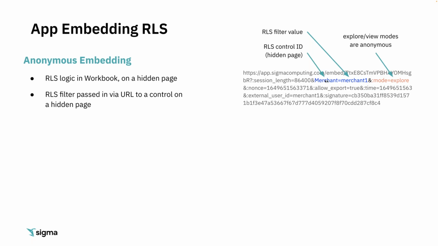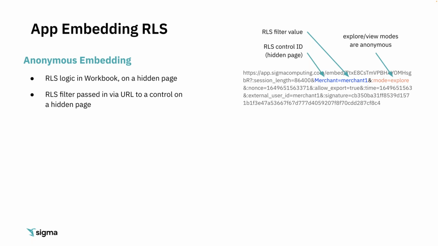On the right-hand side, you'll see merchant equals merchant1. And this is how we do row-level security in anonymous embedding. We can pass in the filter directly in the URL. The assumption here is that your application will know who the user is that's logged in and what data they need to see. So in this example, we're using a customer ID called merchant1 as a filter.